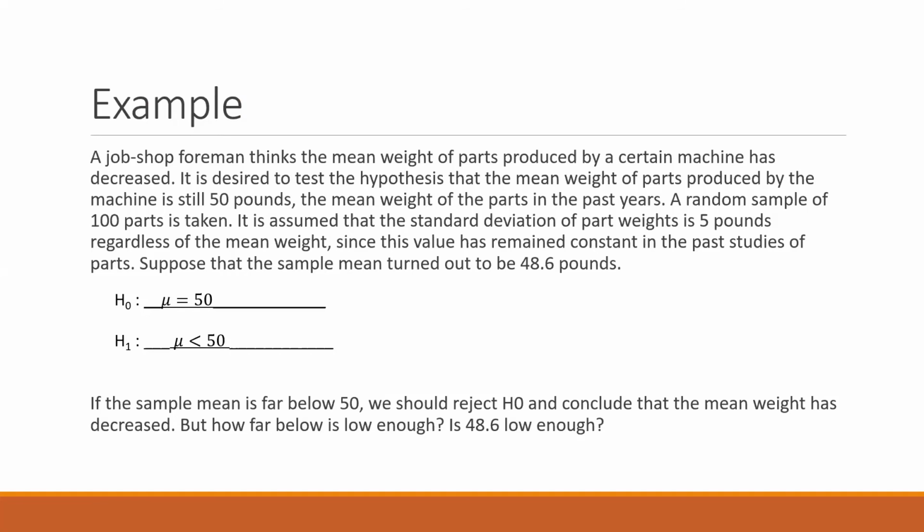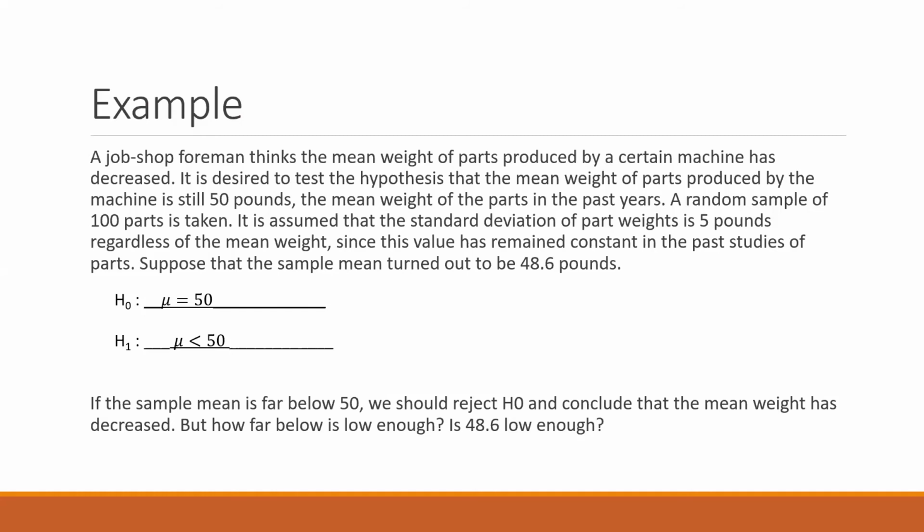So it says here, a drop shop foreman thinks the mean weight of parts produced by a certain machine has decreased. It is desired to test the hypothesis that the mean weight of parts produced by the machine is still 50 pounds, the mean weight of the parts in the past years. A random sample of 100 parts is taken. It is assumed that the standard deviation of part weight is 5 pounds, regardless of the mean weight, since this value has remained constant in past studies of parts. Suppose that the sample mean turned out to be 48.6 pounds.